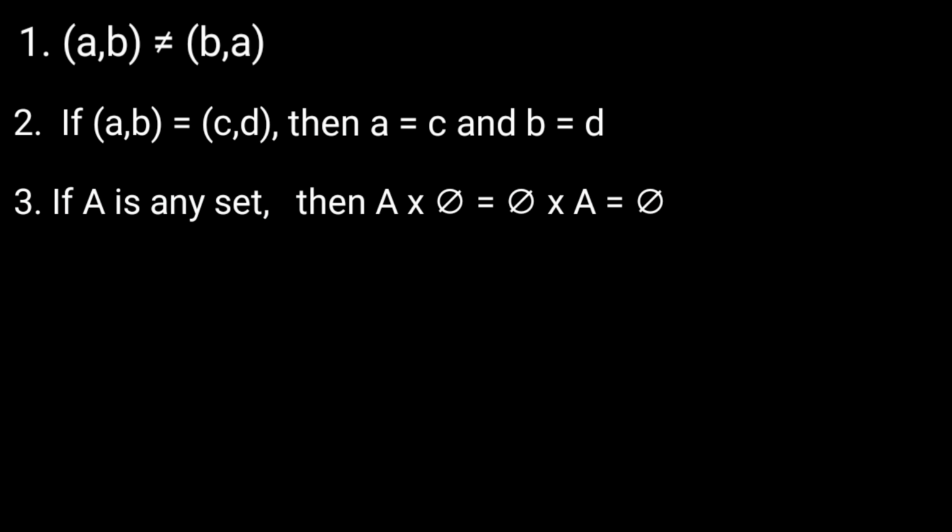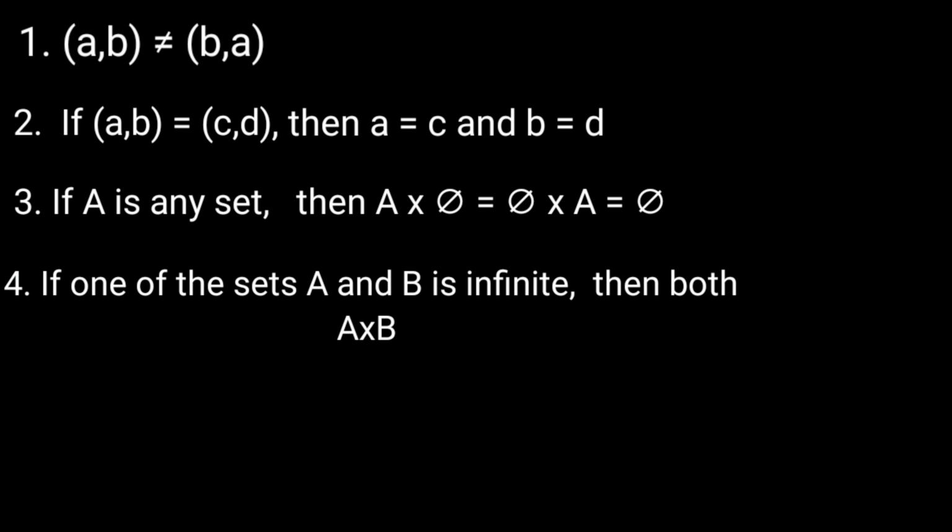Third one is if A is any set, then A cross phi is equal to phi cross A gives phi, that is null set. Fourth one is if one of the sets A and B is infinite, then both the sets A cross B and B cross A are infinite.